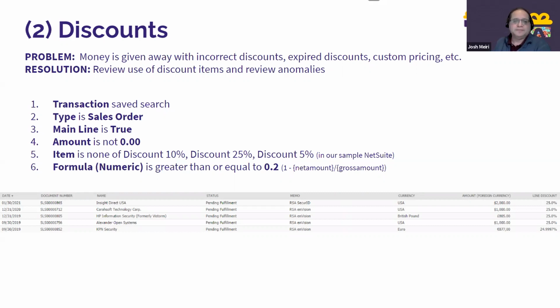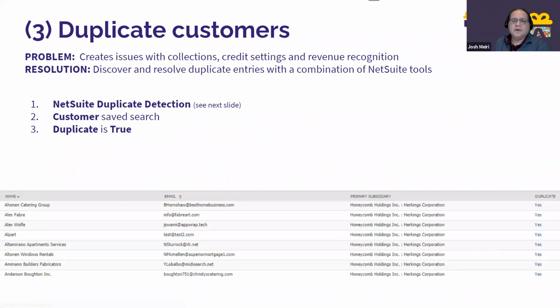I want to move on to number 3 on our hit list, and that would be duplicate customers. Basically, a duplicate customer creates issues with collections because who do I collect from? Whom did I send the invoice to? Revenue recognition, am I actually recognizing this appropriately? It could also be an issue when I receive a payment, where do I apply the payment? So it's not only the fact that you have a duplicate customer, it impacts almost everything downstream.